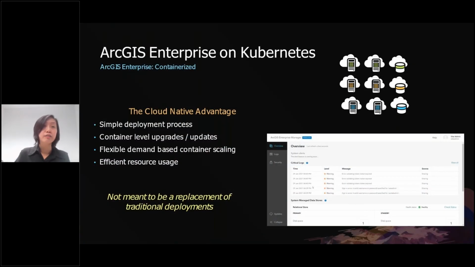In a nutshell, ArcGIS Enterprise on Kubernetes simplifies the way you deploy and upgrade the software, and also provides demand-based resource allocation and efficiency in resource usage. What it is not is that we have not intended it to be a replacement of traditional deployments. ArcGIS Enterprise on Windows and Linux as a deployment option are here to stay.